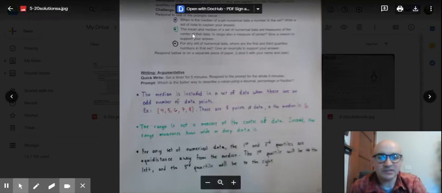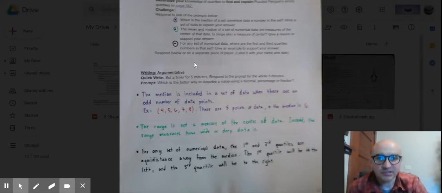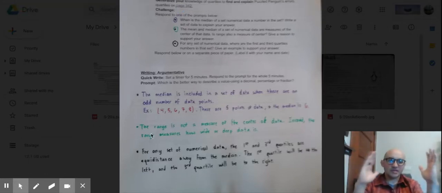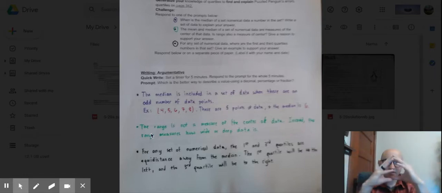Okay? Let's look at the green one here. The green one says the mean and median of a set of numerical data are measures of the center of that data. And then it asks us, is range also a measure of center? And give a reason to support your answer. So it's telling you something that's true and important. Mean and median are measures of center. Range measures variability. Remember, to calculate range, we take the smallest number and the largest number and find the difference, and whatever value comes up, that's our range.